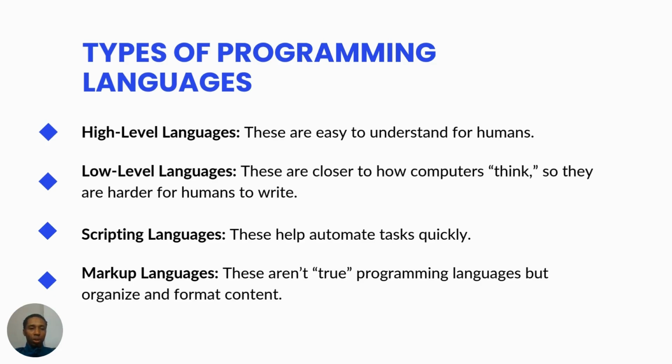Low-level languages are languages used by the internal workings of the computer, and they include languages like assembly and machine code. These are languages native to the computer, and they are closer to how computers think. So they are harder for humans to write.